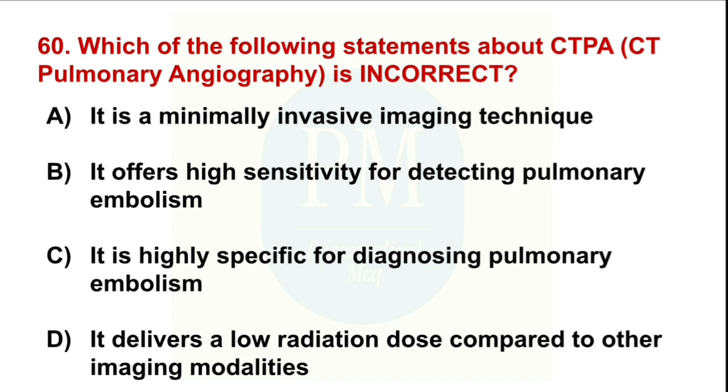Which of the following statements about CTPA, CT pulmonary angiography, is incorrect? Option A, it is a minimally invasive imaging technique. Option B, it offers high sensitivity for detecting pulmonary embolism. Option C, it is highly specific for diagnosing pulmonary embolism. Option D, it delivers a low radiation dose compared to other imaging modality. The correct option is option D, it delivers a low radiation dose compared to other imaging modality.